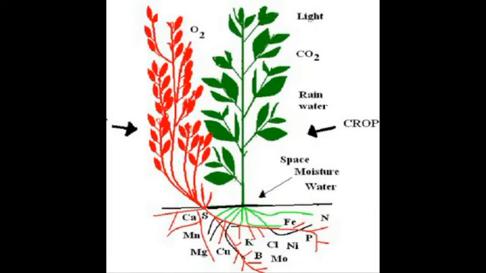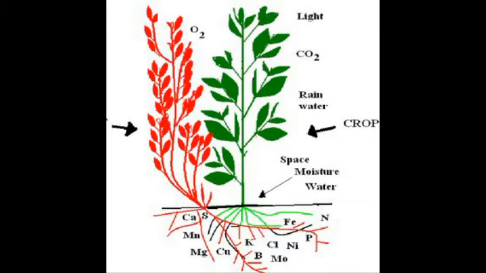The growth of weeds in the field is not good for crops because they consume lots of fertilizer or manure, water, sunlight, and space and reduce the yield of crops. Look at this picture. The red color is the weed plant and the green color one is the crop plant, and their roots collide with each other.